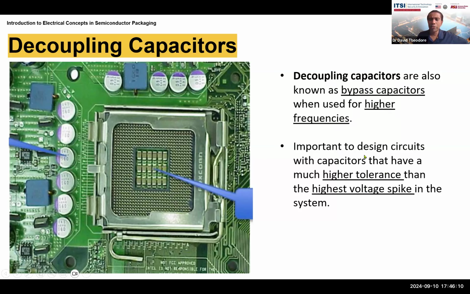So it's important to design circuits with capacitors that have higher tolerance than the highest voltage spike in the system. So if your system is running on, pick a number, 5 volts or 12 volts, you want to make sure that the capacitors are able to protect the chip from a sudden surge, which could be 50 volts instead of the 5 volts that you're asking for.